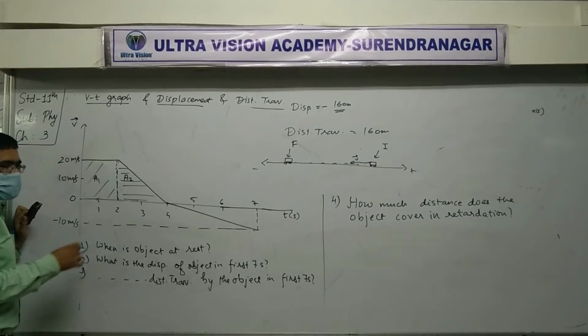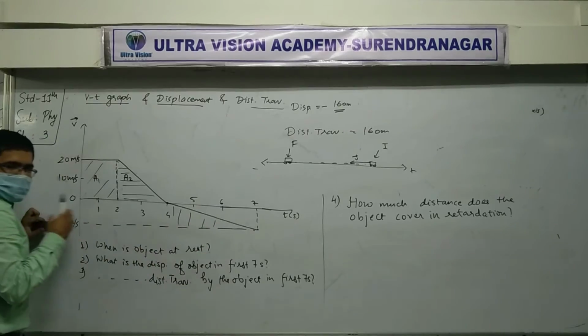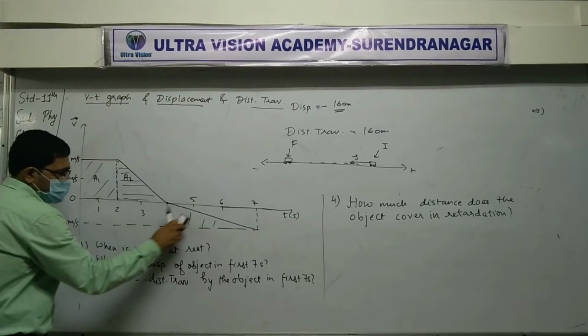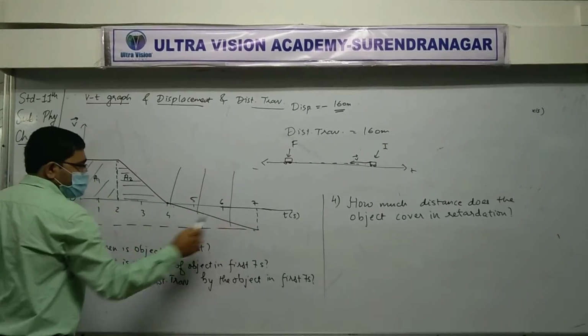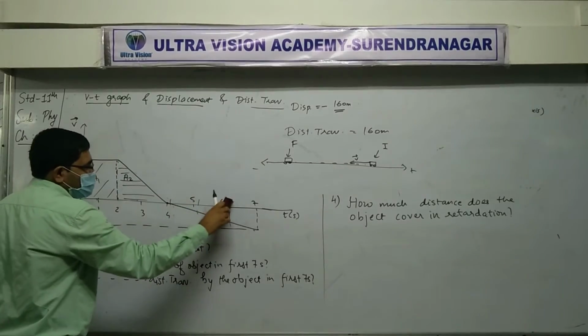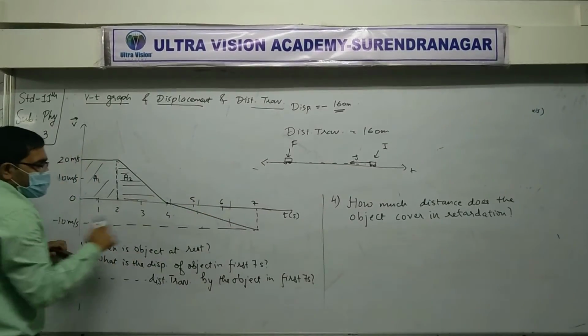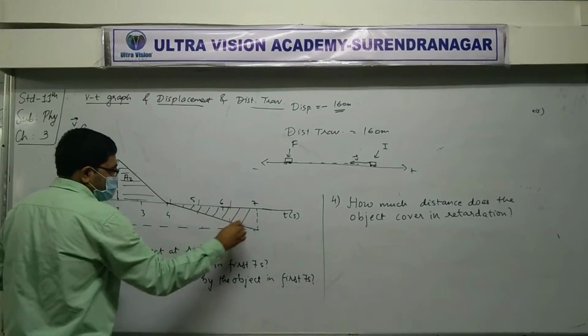4 to 7. 4 to 7. Not there? Which one? So, what do we call this in words? Area between graph and... is that okay or not okay?